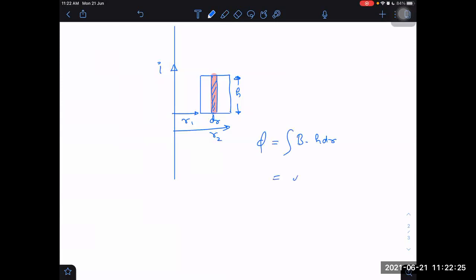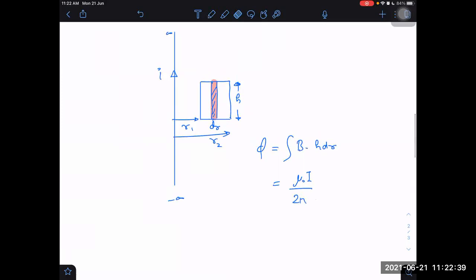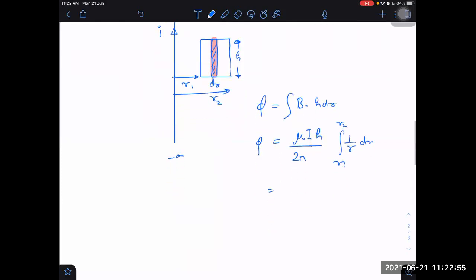What is B value? As you said already, mu naught into I by 2 pi r, for an infinite wire. And r is a variable here. R has to be taken inside the integration. H is not a variable, h can be taken out. Only 1 by r dr will remain inside. Remaining I can take outside the integration. Limit r varies from r1 to r2. Then simple log of r2 by r1. We get mu naught I h by 2 pi, ln of r2 by r1. That is the flux value.